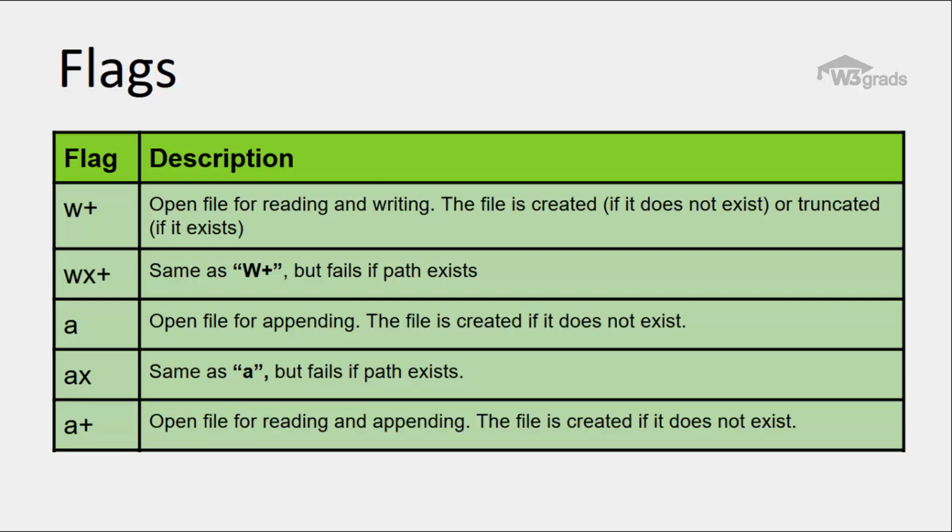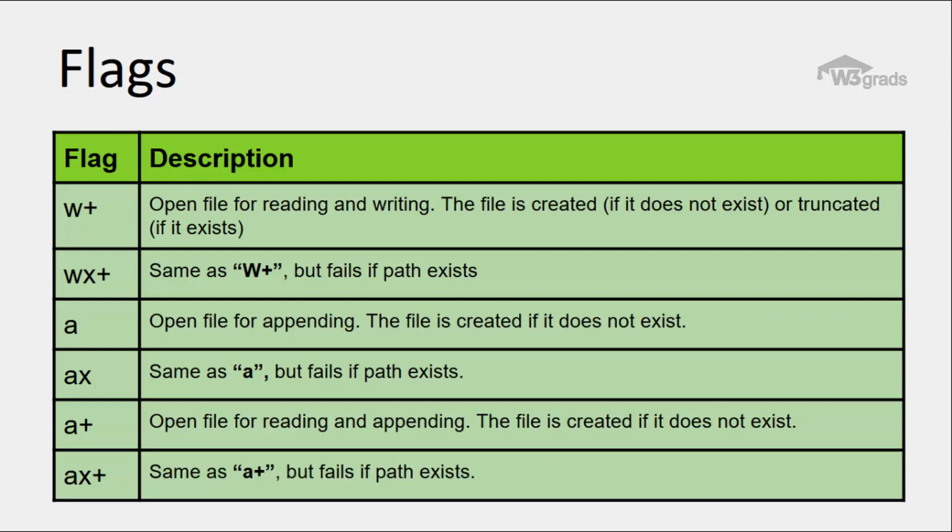The a+ flag is for opening a file for both reading and appending. The file is created if it does not exist. The ax+ flag is again same as a+ flag. However, it fails if the path exists.